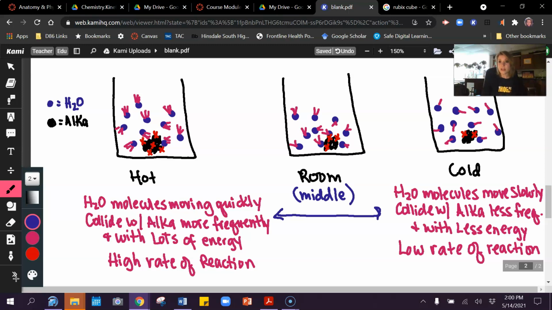So everyone, I hope you understand now how to draw some particle pictures, and I also hope that you understand now how the 3 different factors that we studied in this lab, temperature, surface area, and concentration, how all 3 of them affect reaction rates. Remember that it's all about collisions and the amount of energy with which those collisions occur, and that's what determines the rate of the reaction.